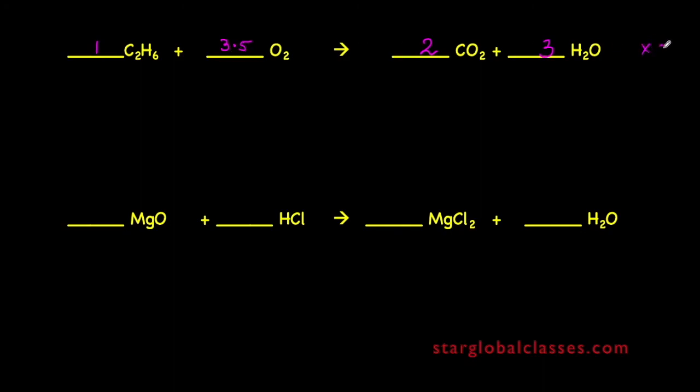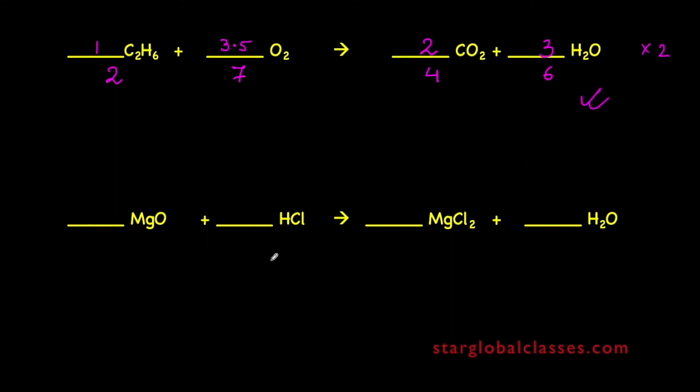If you want to remove this fraction number 3.5 into whole number, then you multiply the whole equation by 2. So this C2H6 will become 2, 3.5 becomes 7, 2 will become 4, and here it is 6. Now it is 2 ethane, 7 oxygen, 4 carbon dioxide, 6 water. We can check the number. Carbon number is 2 into 2, 4. Here it is 4 into 1, 4. Hydrogen 12, and oxygen 14. Oxygen here is 4 into 2, 8, plus 6, 14. The equation is now balanced.